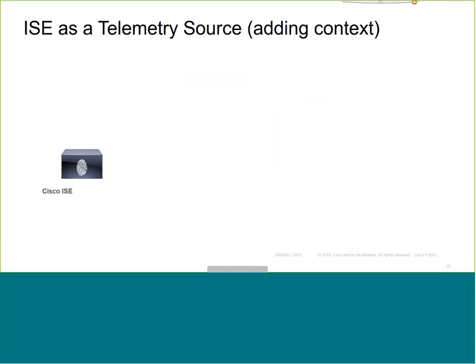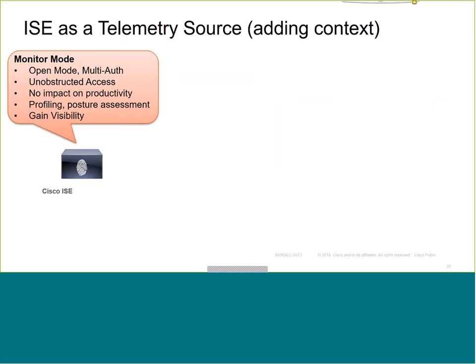Another way that we add context is through the integration with ISE. We only need ISE in monitor mode. For those of you who don't know ISE, this is our Identity Services Engine. You can run it in monitor mode, and typically that's how it's initially implemented. So it doesn't actually obstruct access, but you get profiling, you get posture assessment, you get visibility, and you get additional visibility over what you would get from NetFlow.